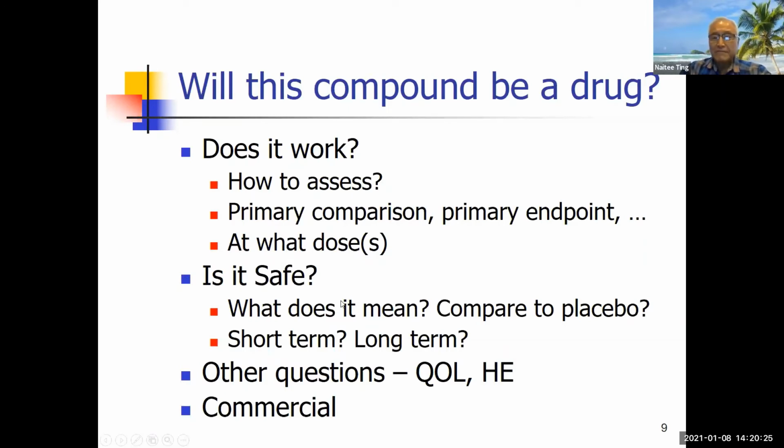Is it safe? Now, that's an impossible question to answer, all right? You can never say a drug is safe. Like I said, any drug, if it works, the only reason it works is because it changes your biological system. So anything that changes your system has to be toxic. So you can never say the drug is safe. So what does it mean? What does it mean by the drug is safe?